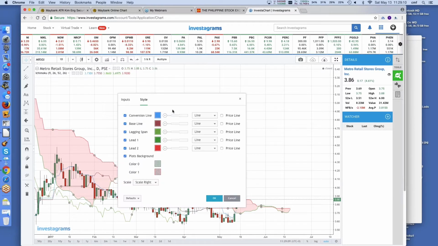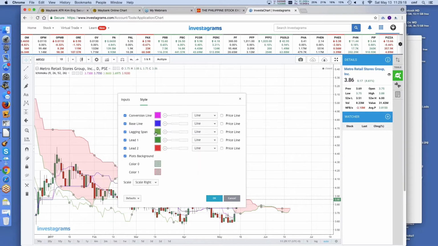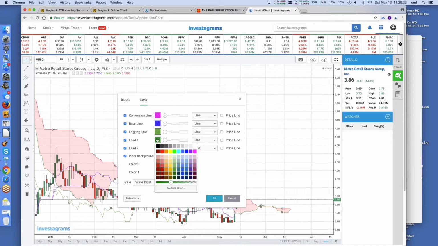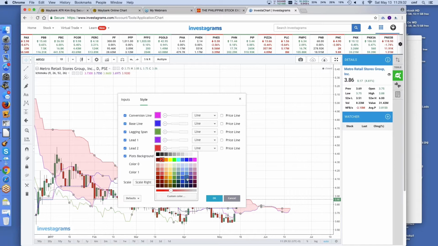Let's just change the settings so as not to confuse us. So the conversion line is the Tenkan-sen line. Let's make that pink. Baseline is the Kijun-sen. That is blue. Lagging span is the Chikou span. Let's keep it at green. Leading span is Senkou A. That is violet. Leading span 2 is Senkou B. That is blue.